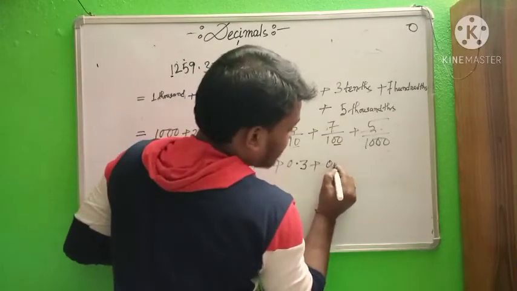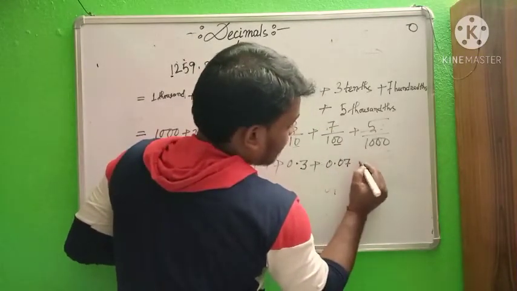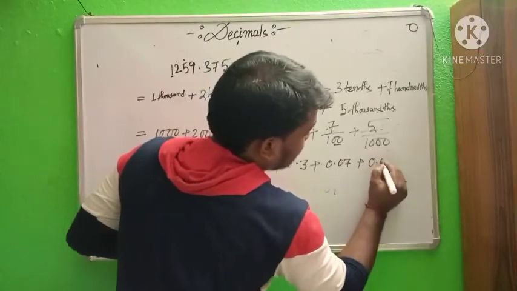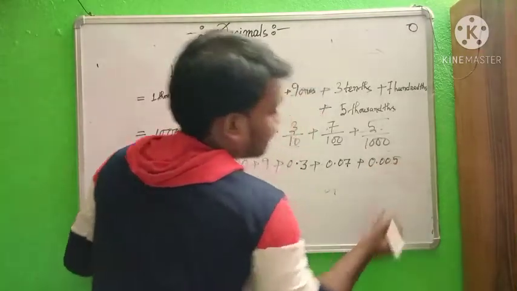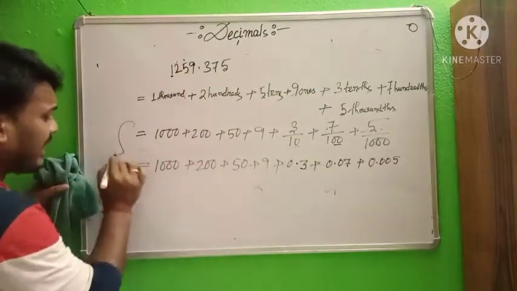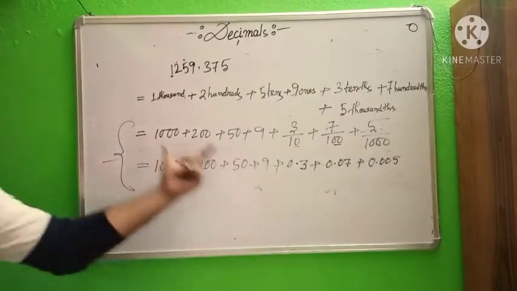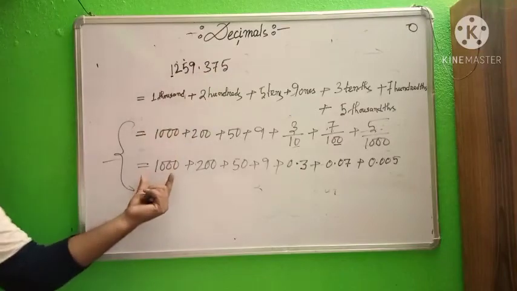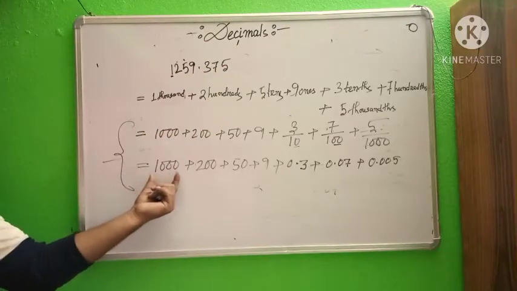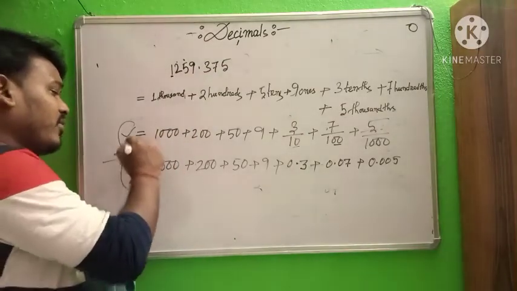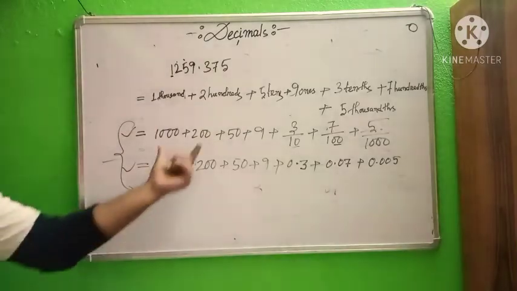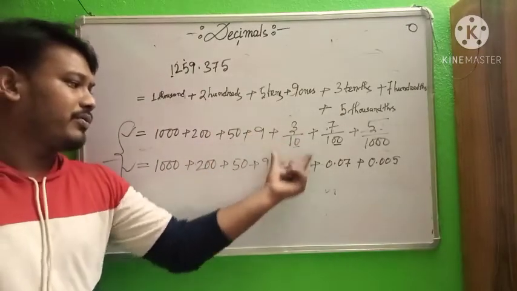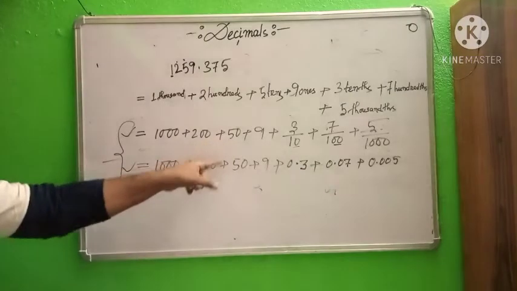So 0.07 plus similarly 0.005. So you can write any one of these two. So expanded form of this number is this one or this one. Okay, you can write any one of these two.